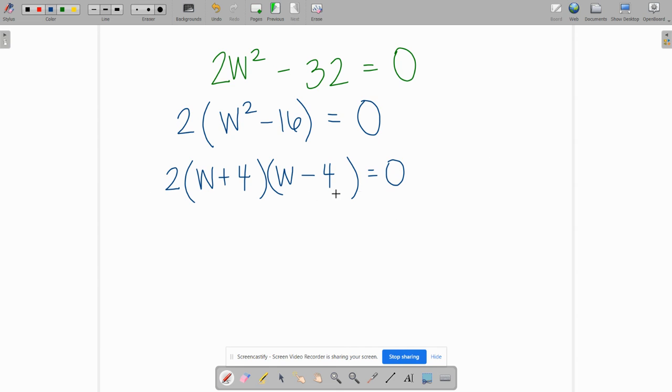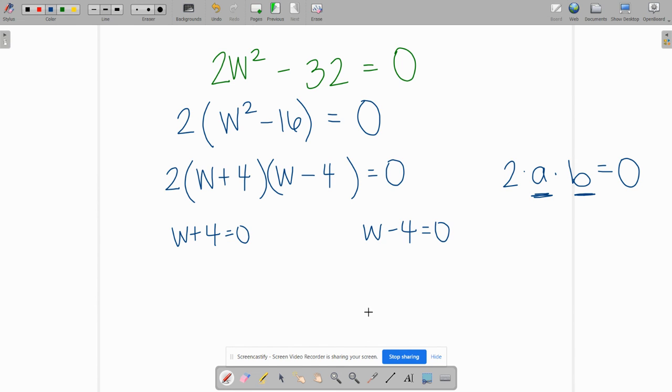Again, we have something like this. You could think of it as 2 times a times b equals 0. That still means either a or b has to be 0. So we take our individual factors. We can ignore the 2 because it doesn't have a w with it, so we wouldn't be able to solve for anything there. There's no way that this is going to be 0. It's 2. So we can take our other factors, the w plus 4 and the w minus 4, and set those equal to 0 and solve. Here we would get w equals -4, and over here we would get w equals +4.